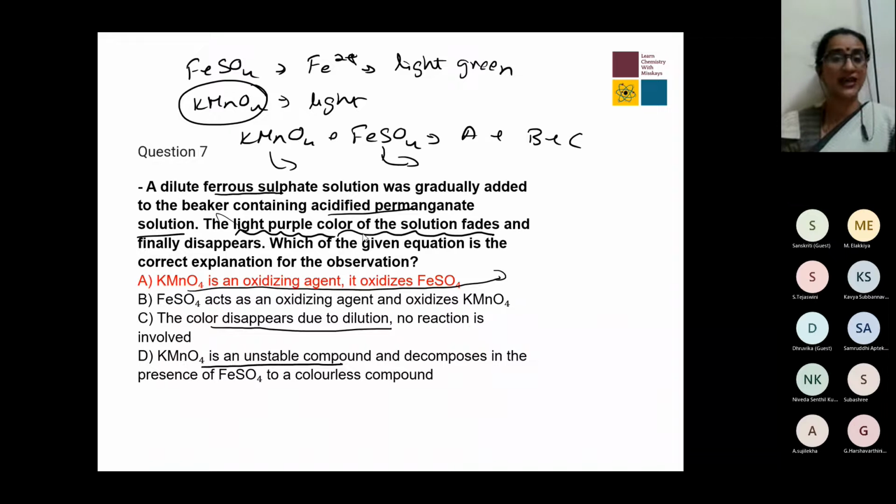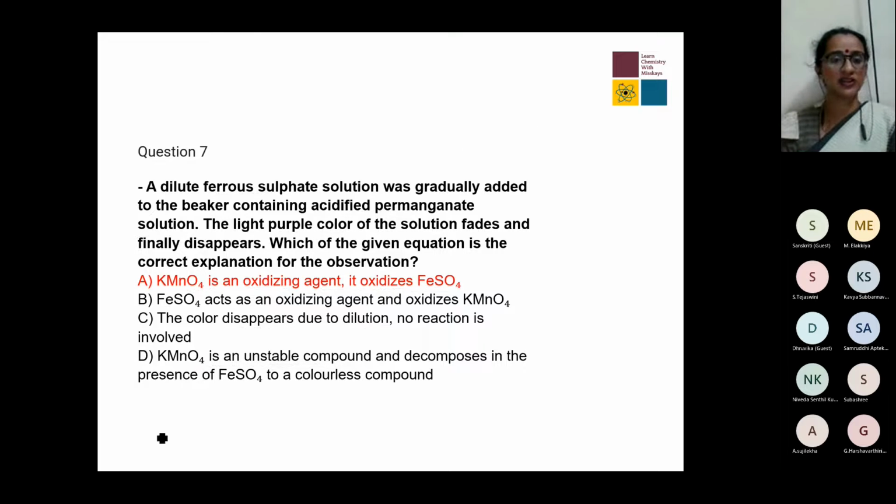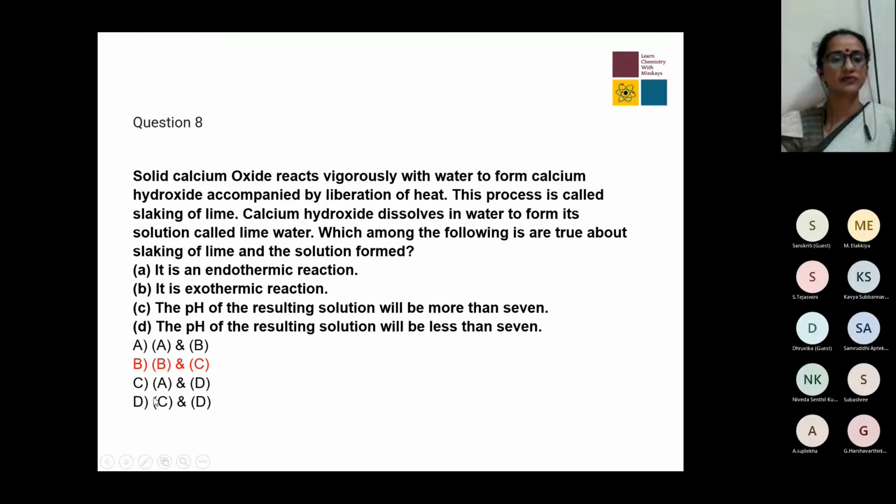So that is how you know that it is not an unstable compound. Okay. So this is how you can again break down and analyze the answer. All right. Next question.